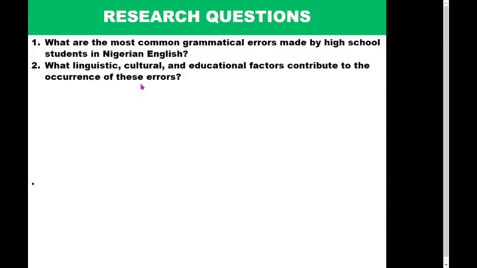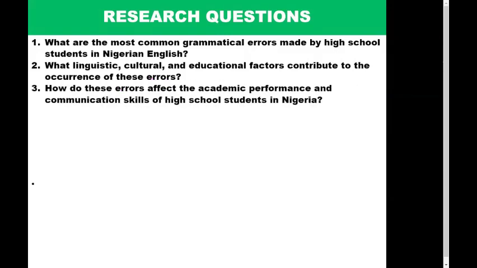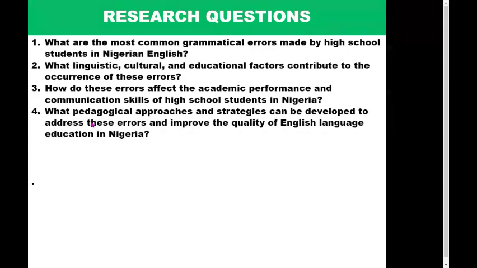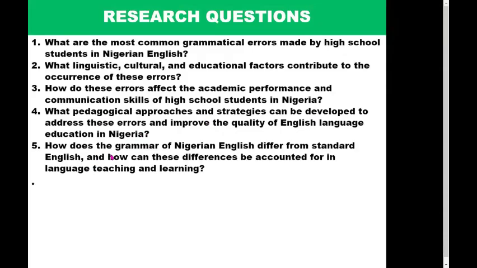Number two, what linguistic, cultural, and educational factors contribute to the occurrence of these errors? Three, how do these errors affect the academic performance and communication skills of high school students in Nigeria? Four, what pedagogical approaches and strategies can be developed to address these errors and improve the quality of English language education in Nigeria? Five, how does the grammar of Nigerian English differ from standard English, and how can these differences be accounted for in language teaching and learning?